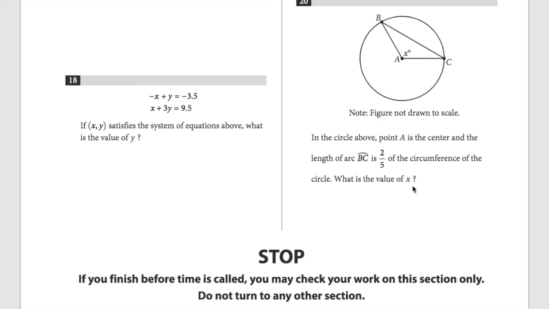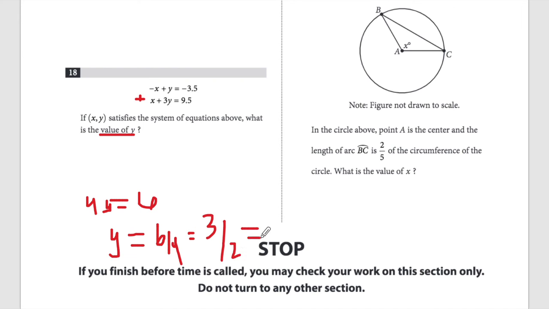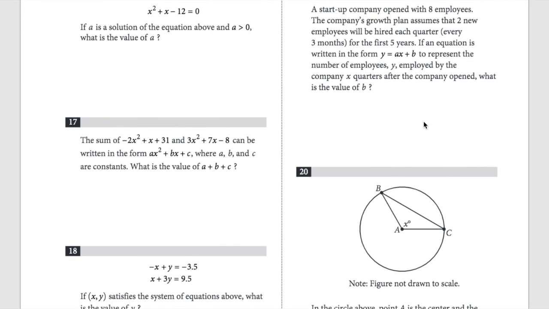Okay, let's go to number 18. If x and y satisfy the system of equations above, what is the value of y? So what I'm going to do is get rid of x, and the way to do that is to add, because that gets rid of x. So I have 4y equals, and then negative 3.5 plus 9.5, which is, I believe, 6. And then I get y equals 6/4, or you can say 3/2, or you can say 1.5. Either one is fine. Always simplify your answer though, just to be on the safe side.